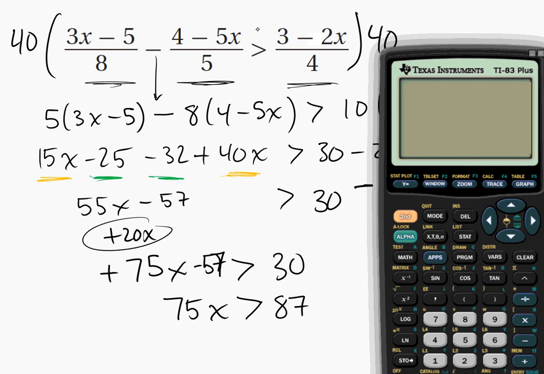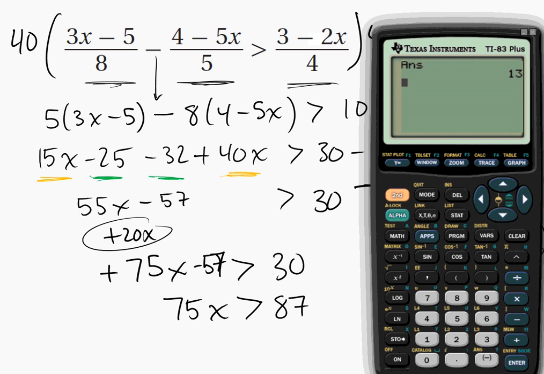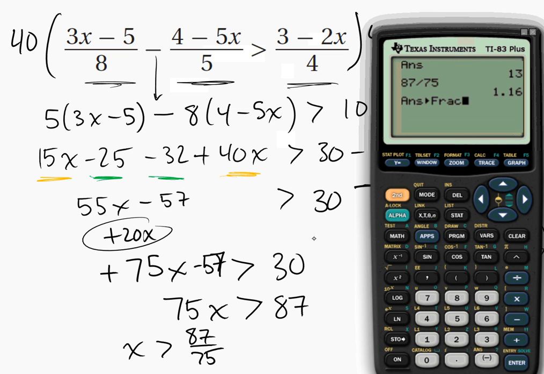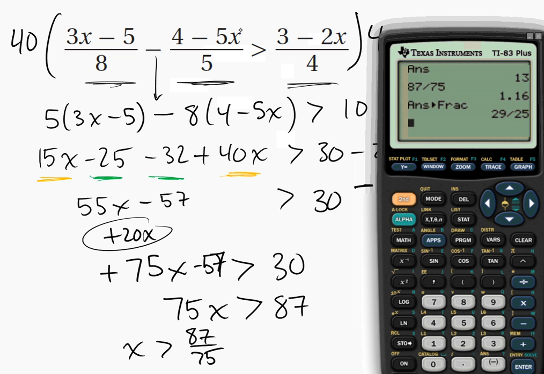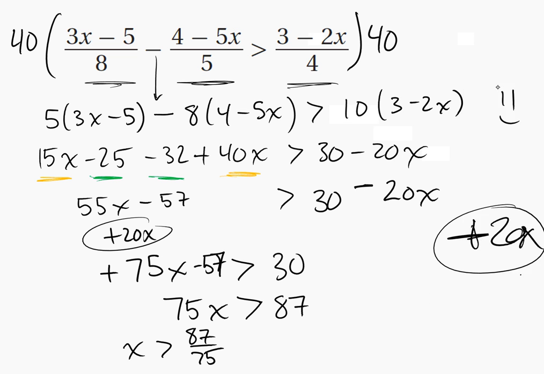What the heck? That's a terrible looking answer. Let me grab my calculator and look at it. So x must be greater than 87 over 75. So let's look at that. 87 divided by 75, enter. 1.16. I think that reduces as a fraction. Let's see, what is that? 29. Oh, that's not great. I can reduce it to 29 25ths.